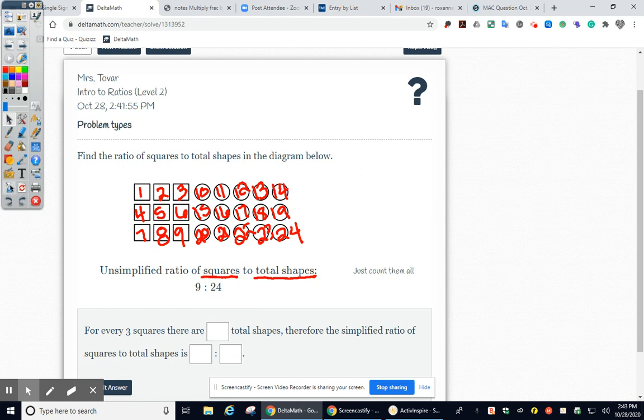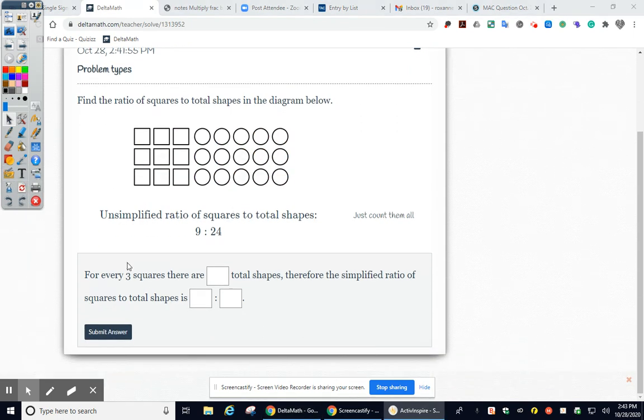And it's going to help break it down for me. So I'm going to go ahead and erase my work. And it says for every 3 squares, so again, we're going to look at that. I see that there's 3 squares here. What is the total amount of shapes? So for every 3 squares, there's 1, 2, 3 squares. There would be 4, 5, 6, 7, 8 total shapes. So we're going to put 8 here. And it says, therefore, our simplified ratio would then be 3 squares to 8 total shapes.